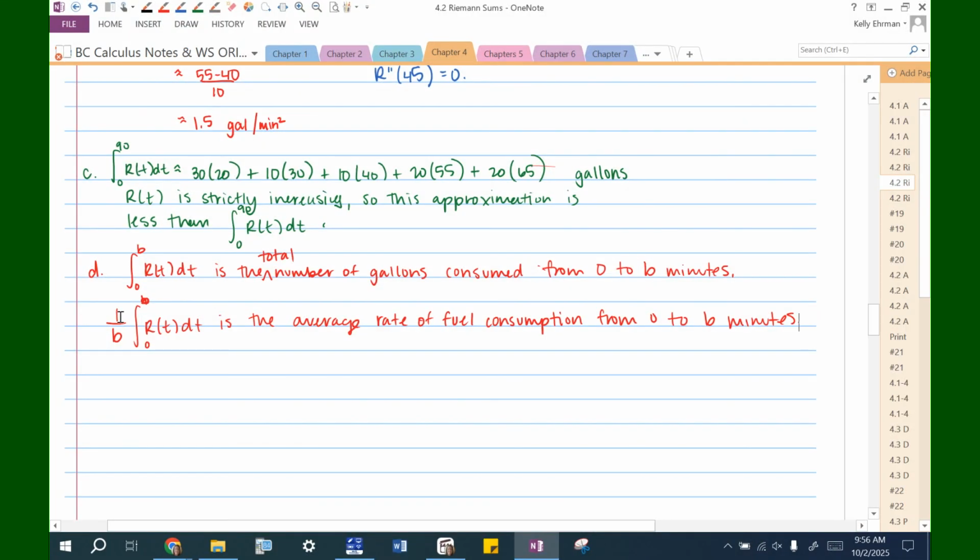All right. This is just a formula to have memorized, by the way. So that's why I'm saying the word average. It's not like an average rate of change. It's the average R of t.